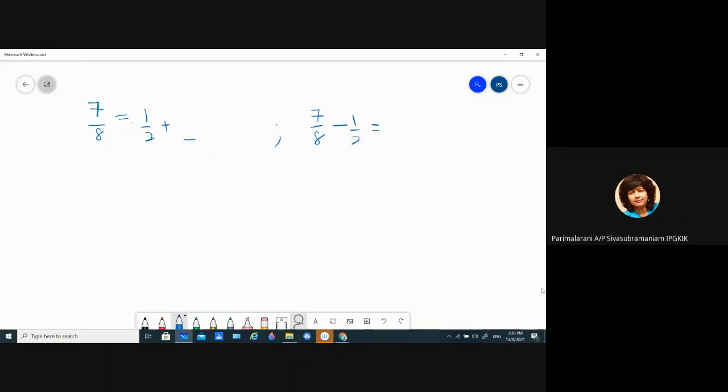How much is this? 3 over 8. Yes, good. You have simplified it. So this is 3 over 8. Now 3 over 8 is equals to what? What fraction are we going to use here?